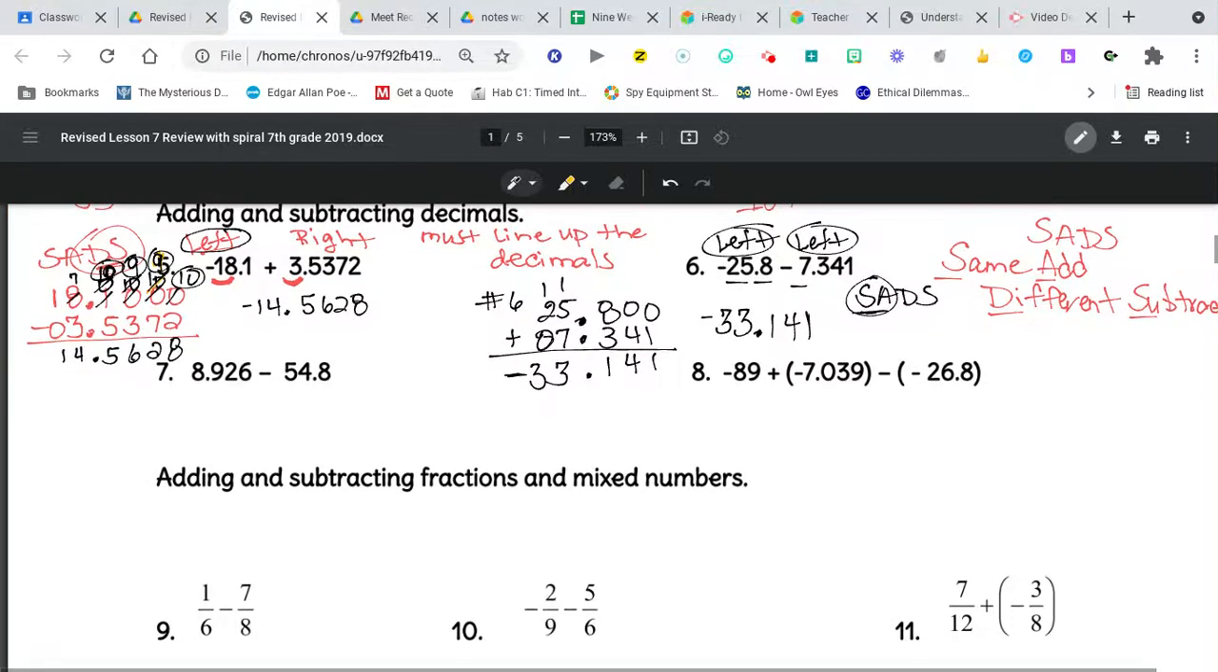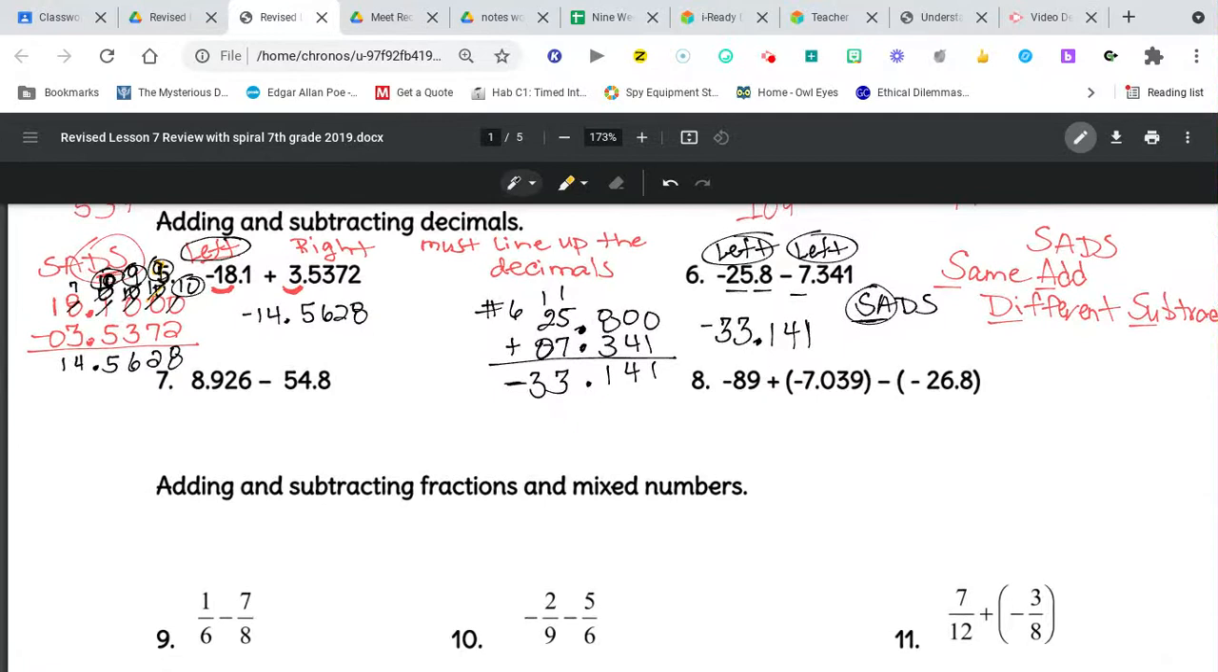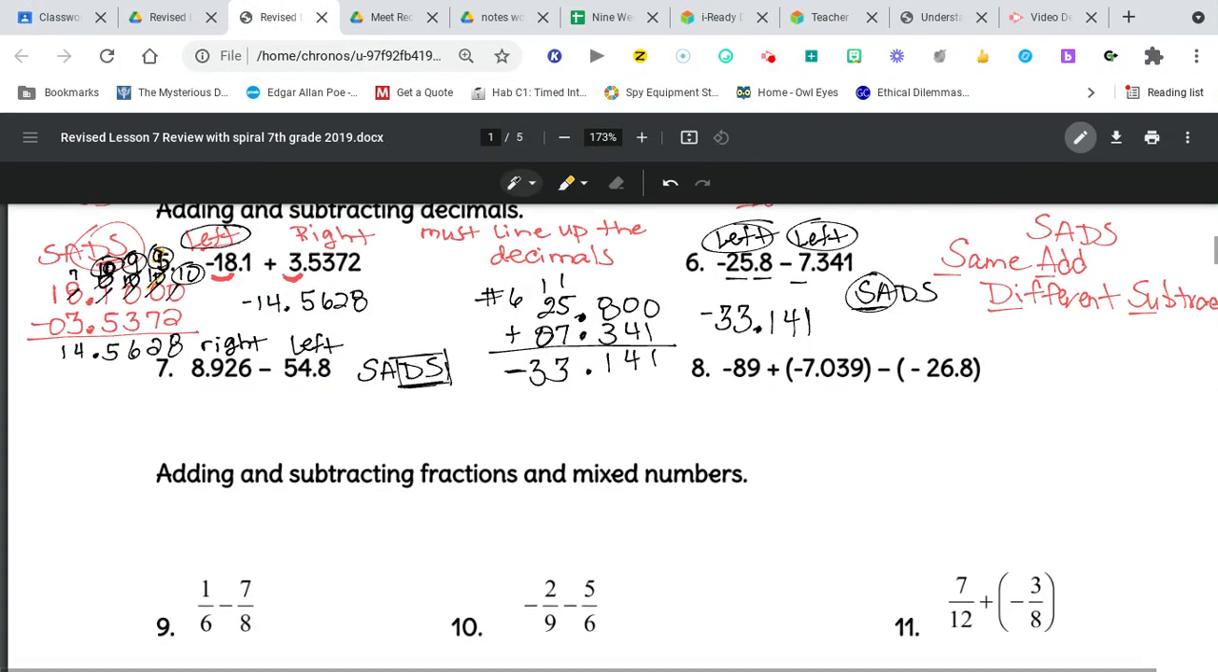And let's take a look at number 7. This goes to the right. This goes to the left. So I can tell that they go in different directions. So I'm going to subtract. You're going to put the larger group on top when you subtract. You have more negatives, or you have it's more to the left than it is to the right. So put your largest group on top. 54 is bigger than 8. More to the left than it is to the right. Put that on top. Line your decimals up.